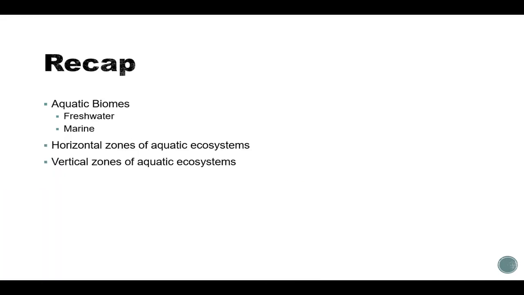So, recapping 1.3, aquatic biomes. Do you know the difference between a freshwater and a marine biome? Hopefully. Can you identify the horizontal zones of the aquatic ecosystem? Hopefully. Can you understand the vertical zones, the photic, aphotic, and benthic zones? Hopefully. And then last, do you know the different aquatic biomes? Do you know the difference between marshes, swamplands, bogs, open ocean, lotic, lentic, all those different ones? Hopefully. And if you don't, just shoot me an email. All right, that's all I got from 1.3. I'll see you next time at 1.4.